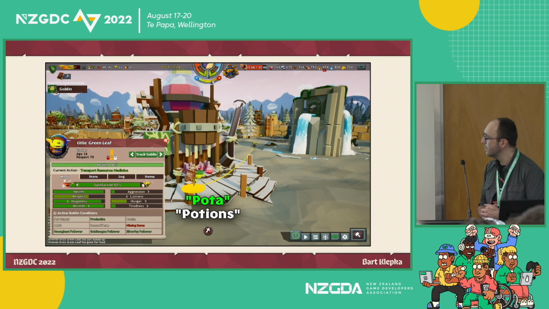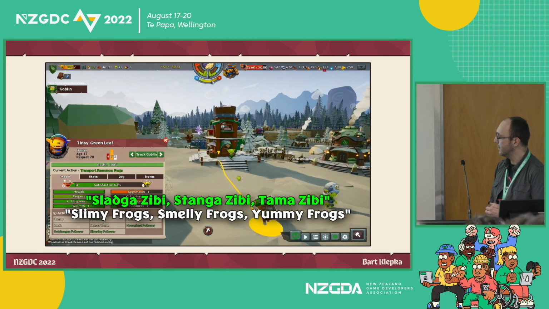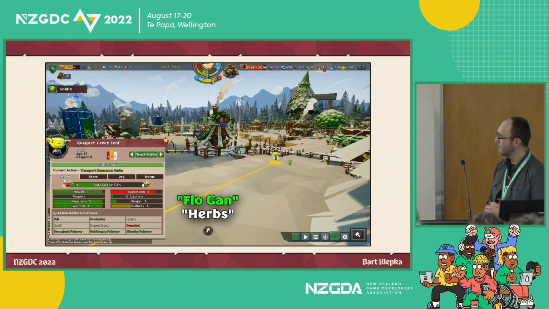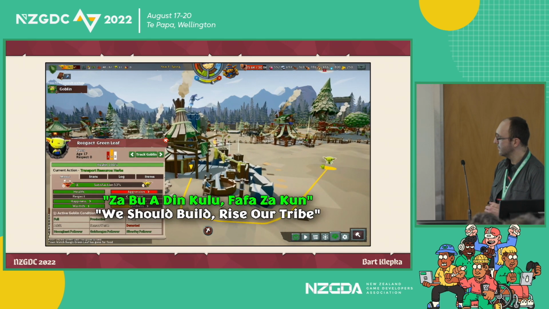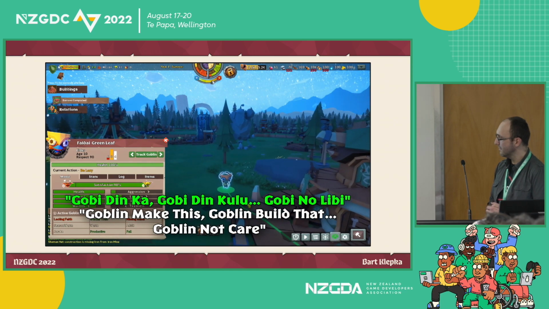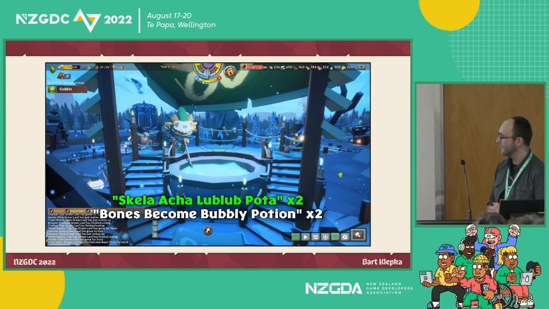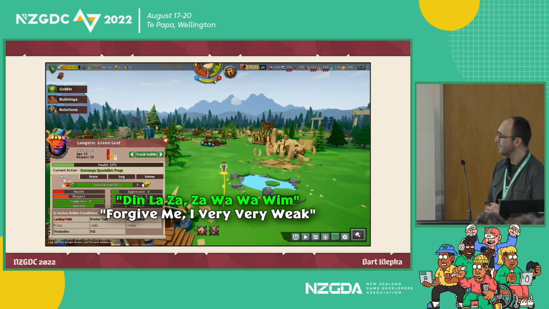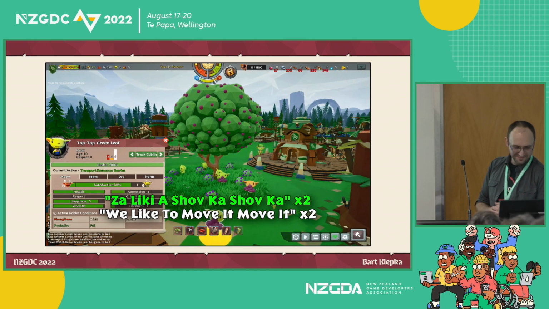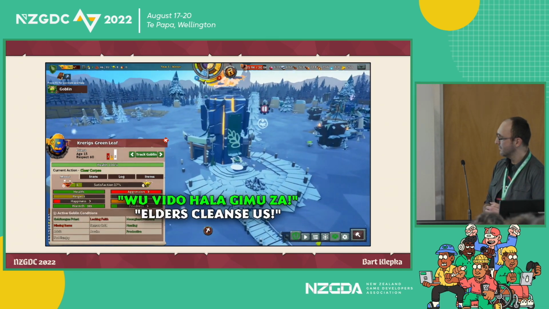Tata. Tota. Riburu. Slabazibi, stangazibi. Tamazibi. Vinegzala. Pozanga. Blogan. Zabu. Dinkulu. Papazakun. Gobi Dinka. Gobi Dinkulu. Gobi no Libby. Skila. Loblo Bota, Skila. Acha Loblo Bota. Pinaza. Zawawawin. Valkia Shovka Shovka. Kibi Boo Avinda. No gun, no la. We do a la gimos.